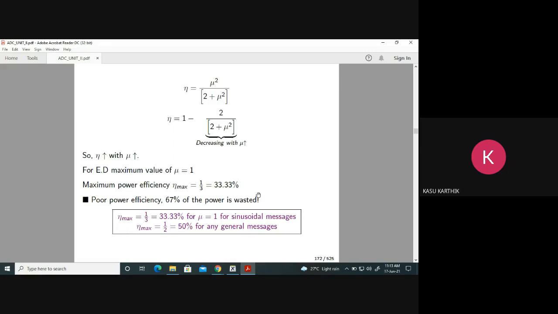Now remember, the maximum power efficiency of AM for any signal is 50%. But if you take only sinusoidal, it is even less, 1/3. Only 33%, 33.33%.